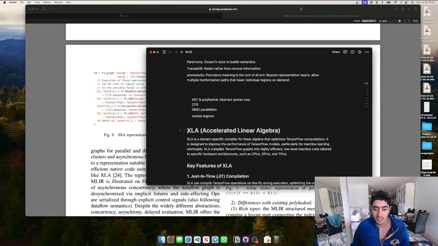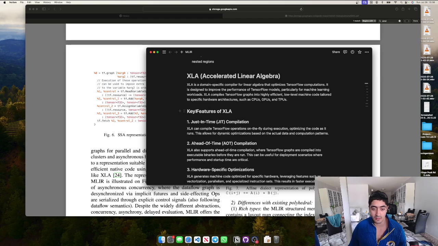XLA is a domain-specific compiler for linear algebra that optimizes TensorFlow computation. It is designed to improve the performance of TensorFlow models, particularly for machine learning workloads. XLA compiles TensorFlow graphs into highly efficient, low-level machine code tailored to specific hardware architectures such as CPUs, GPUs, and TPUs.